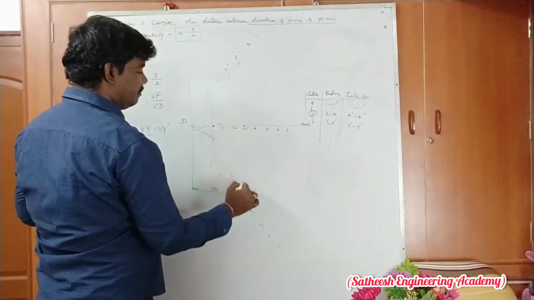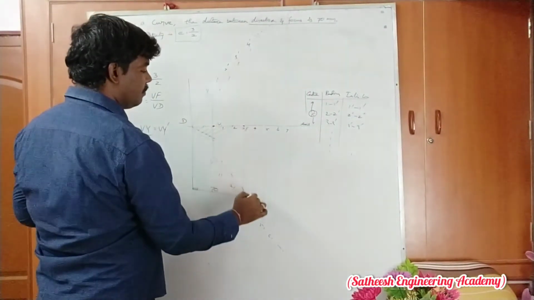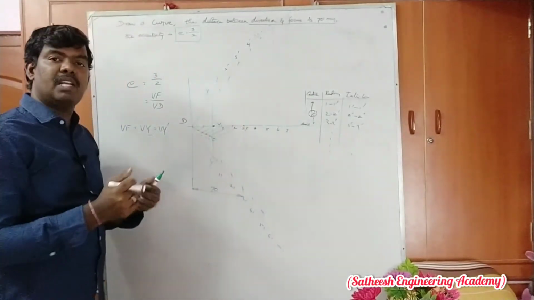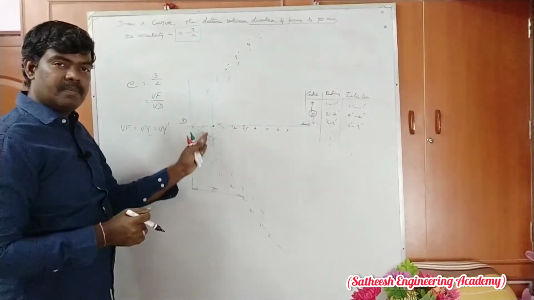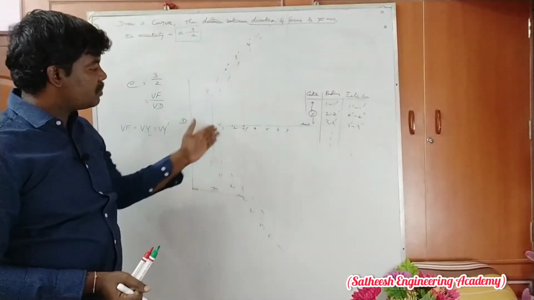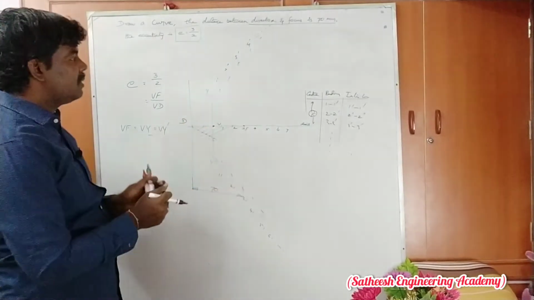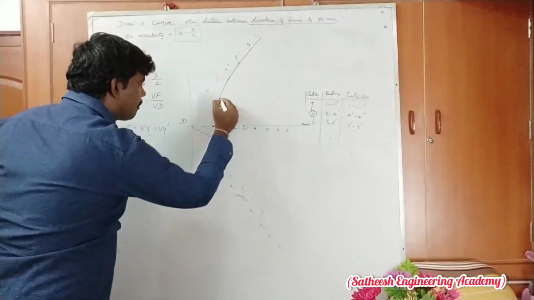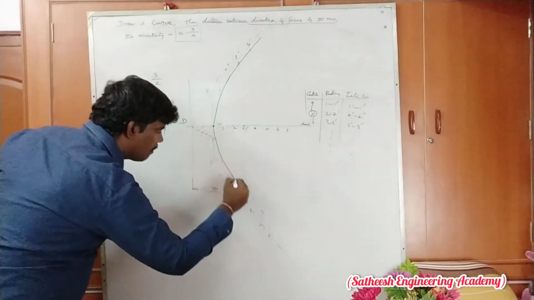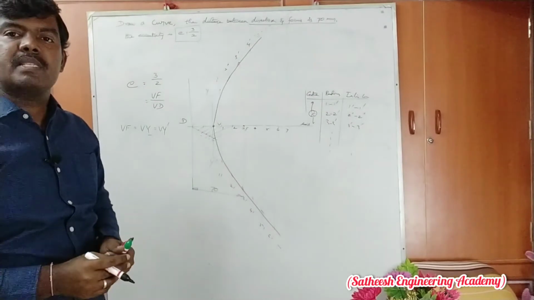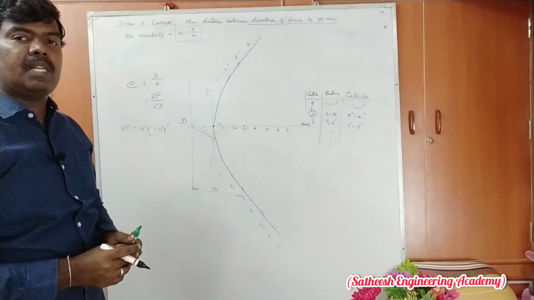So 3, 4, 5, like that. So finally you join all the points, that is called locus points, P1, P2, P3. So you join all the locus points including vertex P. Okay. So this one, it is hyperbola. Clear?